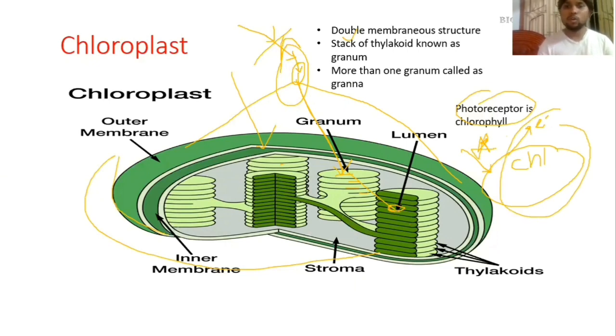And this is your stroma lamellae, the connection between two grana. This is your stroma lamellae, and this is called the stroma. Here mainly glucose is produced, in the stroma. Like how a cell has cytoplasm, chloroplast has stroma.